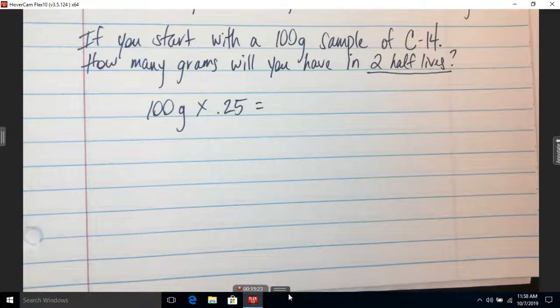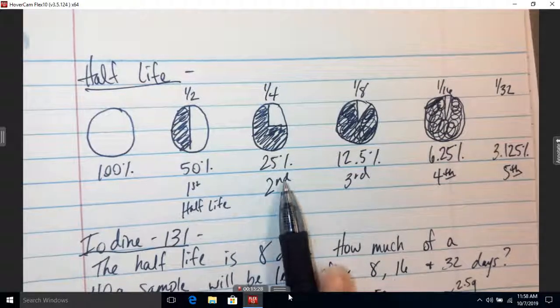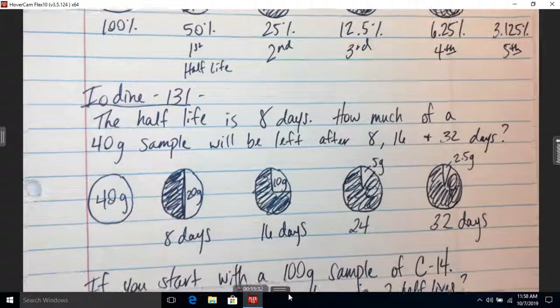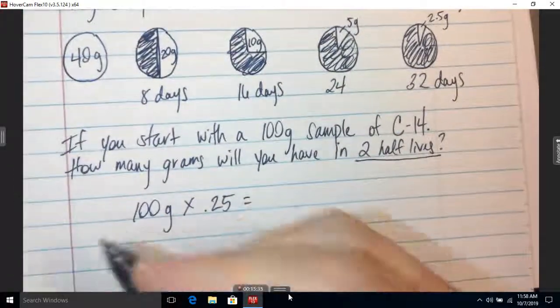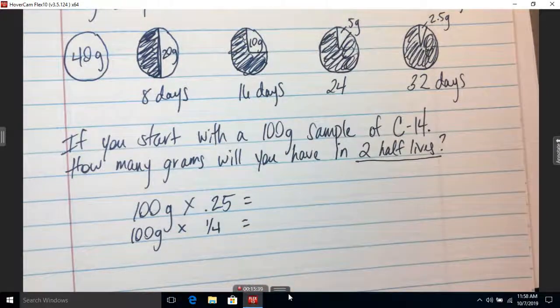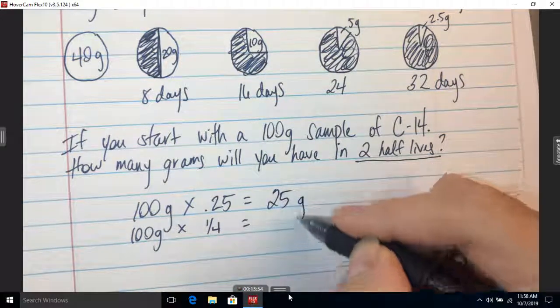How did they know to multiply by 25%? What is the second half-life equal to? Yes, you could also multiply it by a fourth. So you could do this, or you could do 100 grams times 1/4 equals. What's the answer? 25 grams.